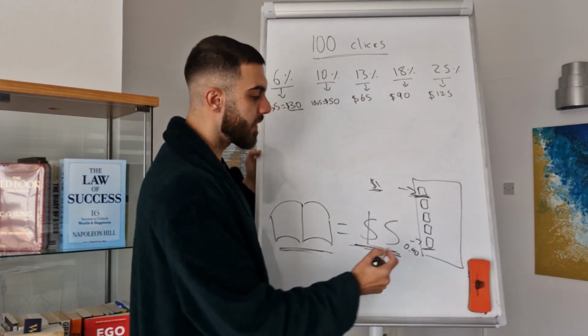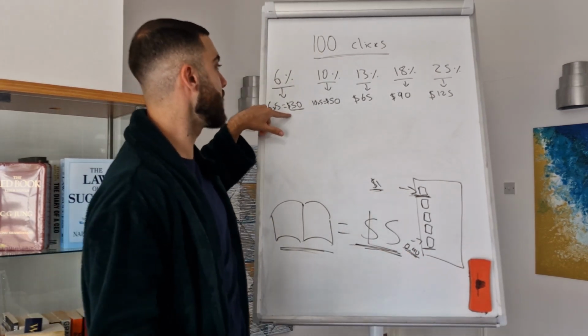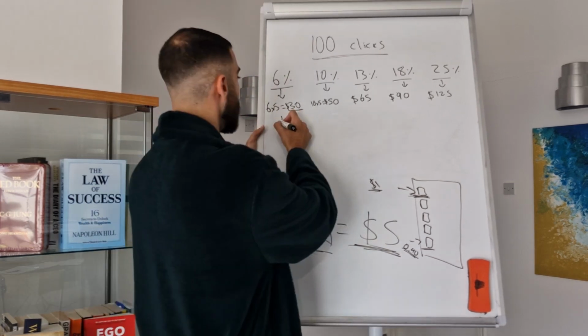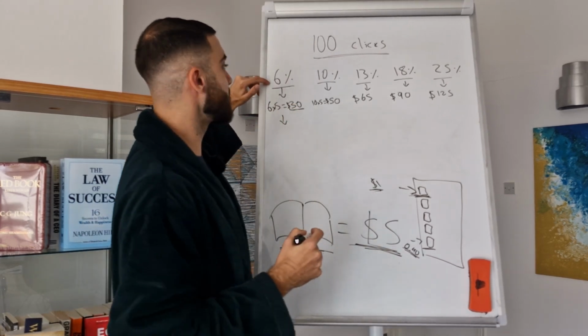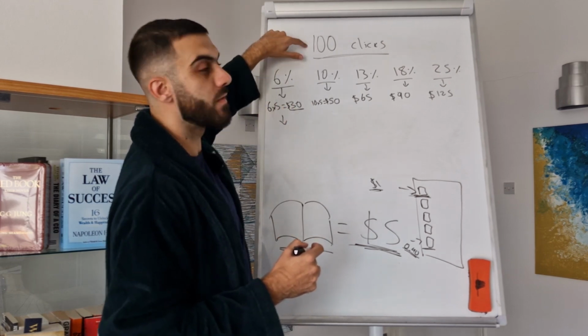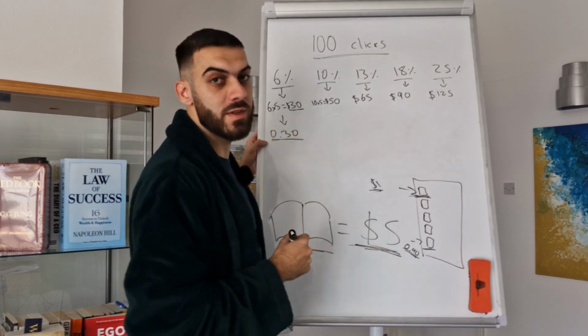But here's the thing. How do you figure out your break-even cost per click? Well, it's very simple. Based on how much money you make for every 100 clicks, you just divide this by 100. So this one here, if your book has a 6% conversion rate and you're doing $5 profit, and you're making $30 for every 100 clicks, that means for you to break even, you can afford to have a 30-cent cost per click.